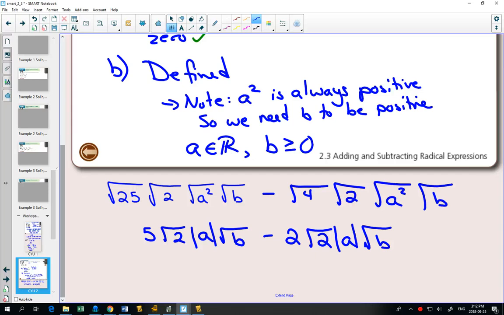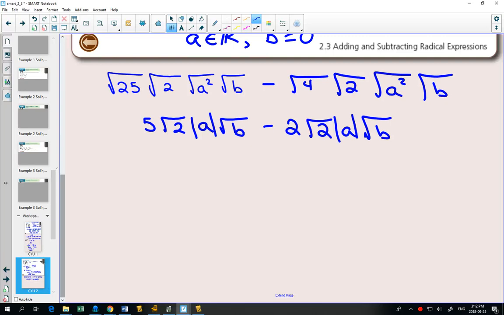Because if a was negative 3, negative 3 squared would be positive 9, and then the square root of 9 is positive 3. So we add absolute value bars. So now when I put this together, you can see that these are like terms. All of the crazy stuff that we have is the same in both.